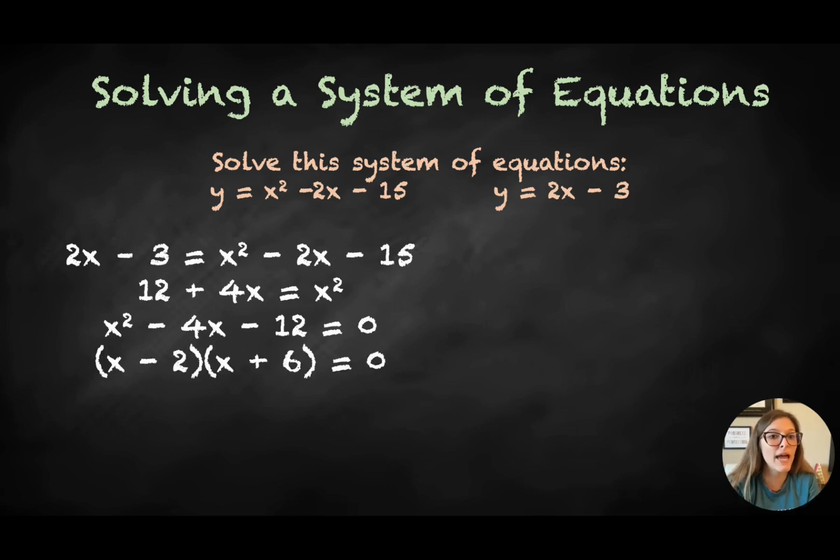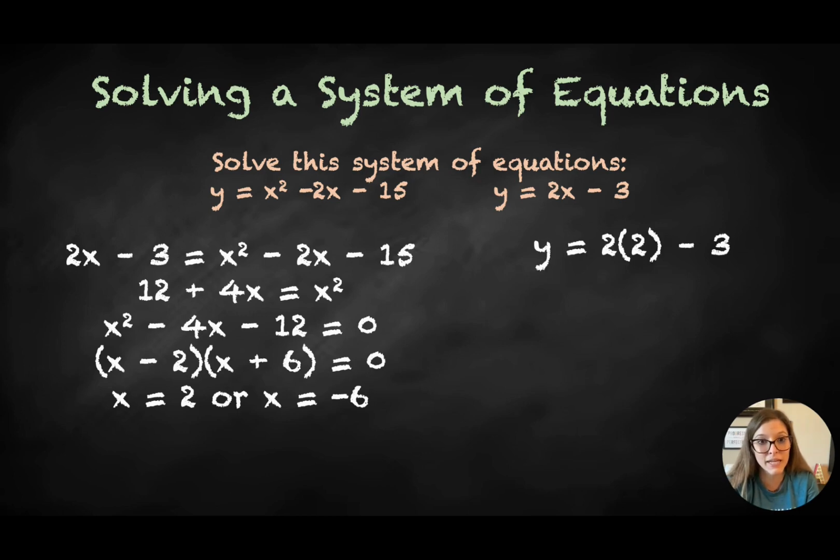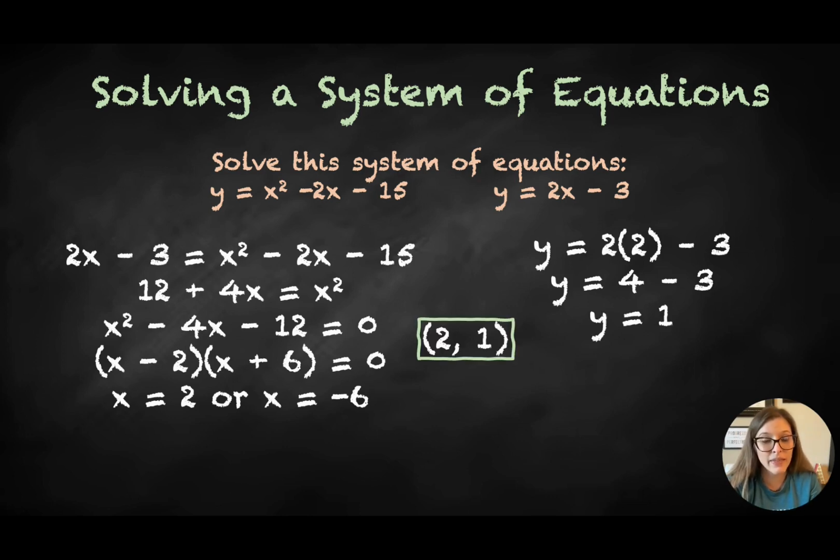So I end up with x minus 2 times x plus 6 is equal to 0. This means that one of those two terms, or both, must be equal to 0 for this to be true. And the values of x that make that true are x being 2 or negative 6. So those are my two different options. Let's start with x being equal to 2. When x is equal to 2, I can plug it in to my line and have y is equal to 4 minus 3, or y is equal to 1, and that gives me one possible solution, 2, 1.